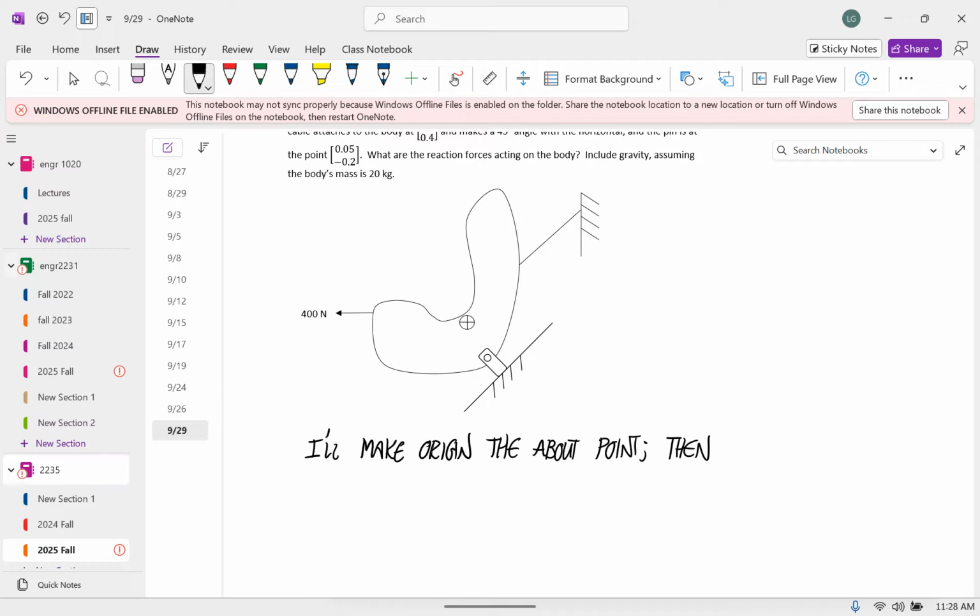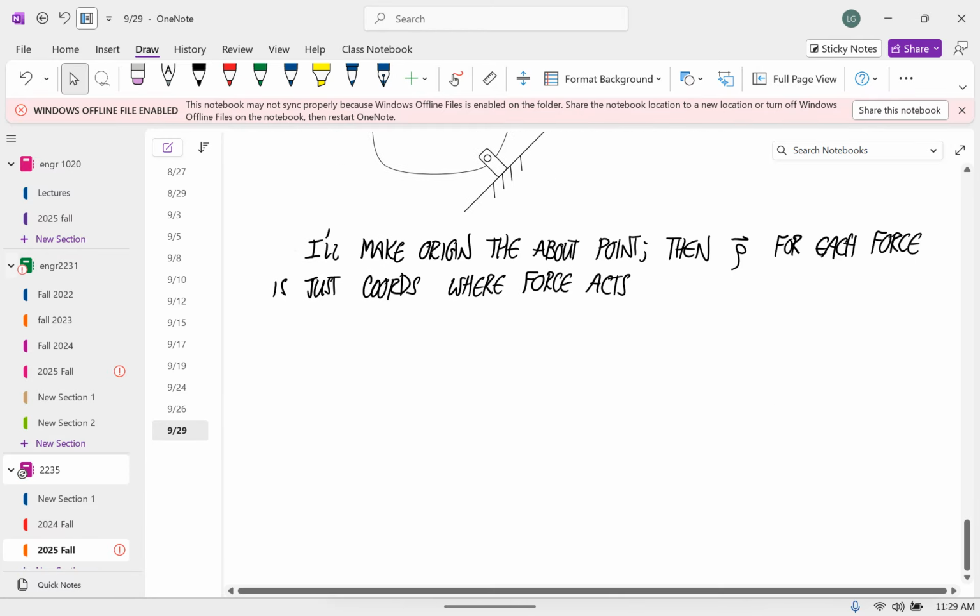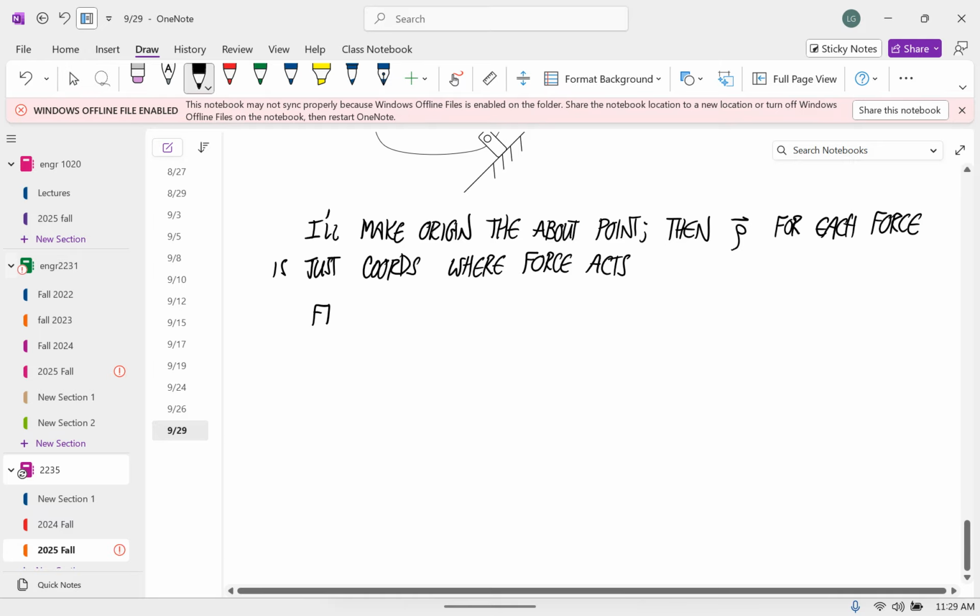The reason for that is the rho vector for each force is just the coordinates where the force acts. That's always true. So we don't have to do a bunch of subtractions to figure out rho vectors if we make the origin the about point. Okay, well, I'm going to start with a free body diagram.